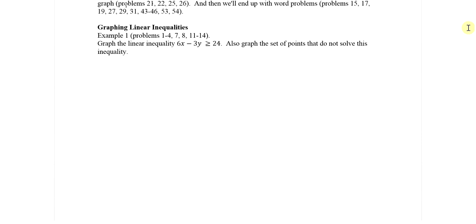So, example 1, graph the linear inequality 6x minus 3y is greater than or equal to 24. Also, graph the set of points that do not solve this inequality. So we want to know what points in the plane with x-coordinate x and y-coordinate y satisfy this inequality. The x-coordinate times 6 minus the y-coordinate times 3 is greater than or equal to 24. So how do we go about doing this?